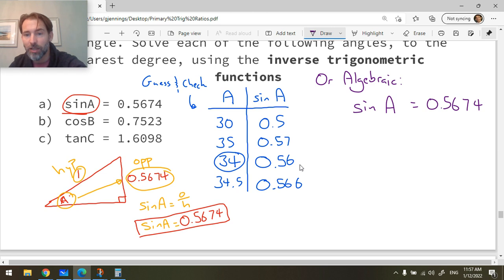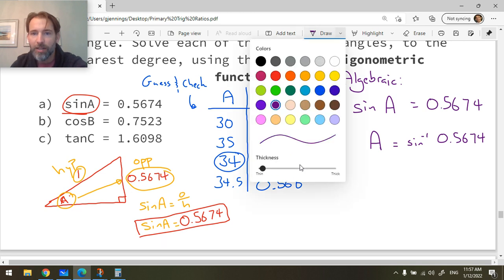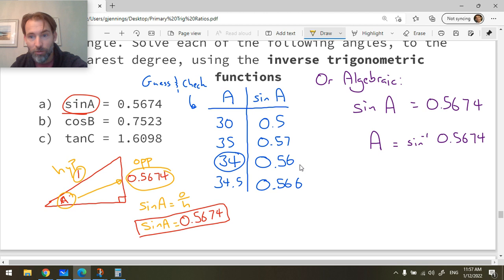So what I'm going to do is take the inverse sine of both sides. Basically, I write this as my next line. A is equal to sine inverse of 0.5674. Okay, what this means here, sine inverse, is not read as sine to the -1. This is read as the inverse sine or sine inverse. And the sine inverse is saying, given that the sine of some angle is this, find me that angle. That's what this operation does.